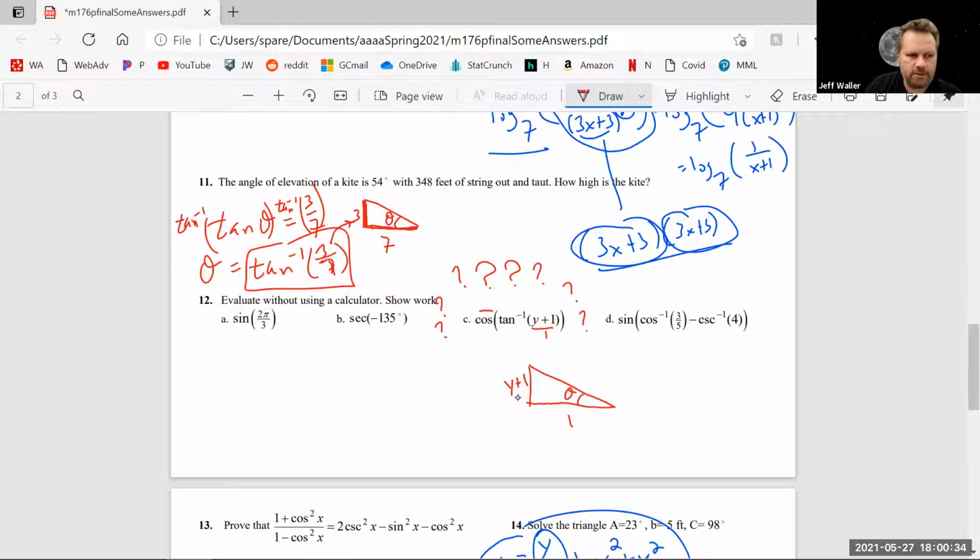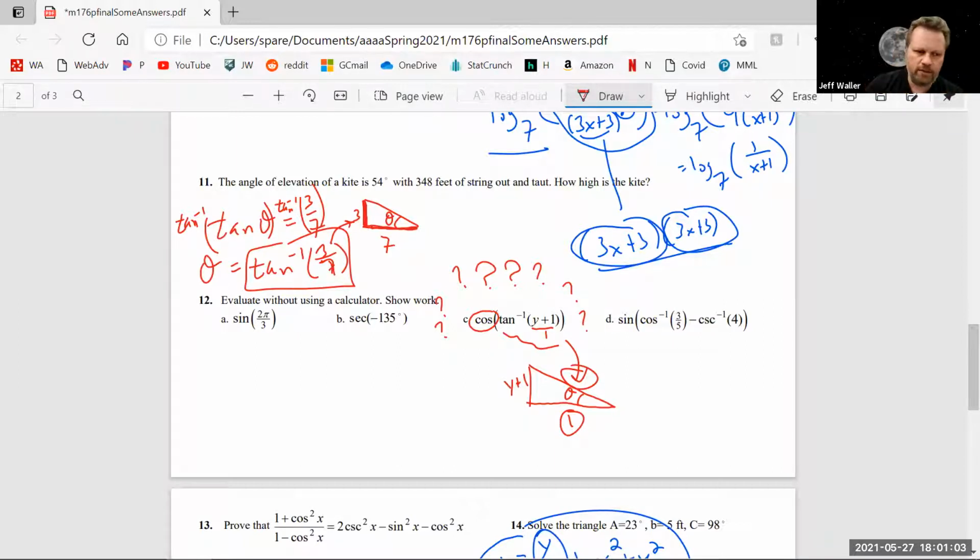And now all it's saying is what's the cosine of this angle that you set the triangle up for? How do I figure out the cosine of that angle? What am I missing? Yes, the hypotenuse, that's all. I just have to figure out what the hypotenuse is, and then the cosine will be this over the hypotenuse, right? Do you guys remember that?